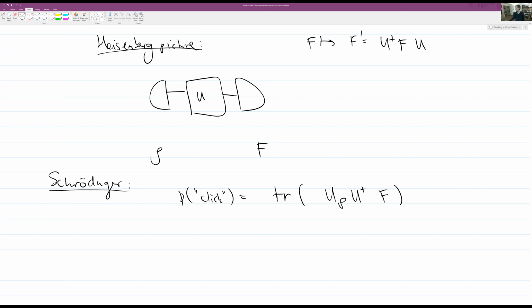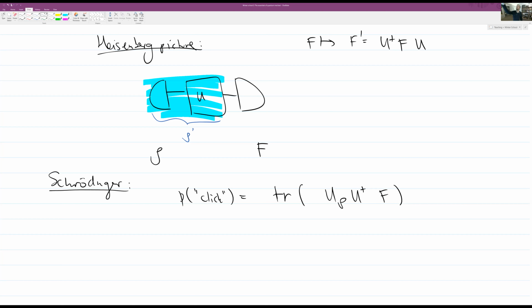That's if you do things in the Schrödinger picture. And then the picture that you have in mind is that really you're just thinking about the preparation and the dynamics as being another preparation, U, rho prime. So I effectively incorporate the dynamics of the apparatus into the preparation. That's one way of thinking in the Schrödinger picture.